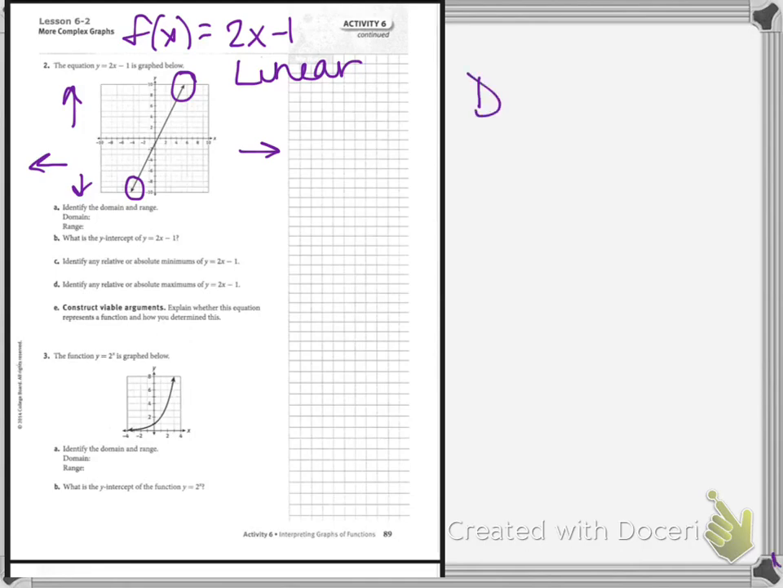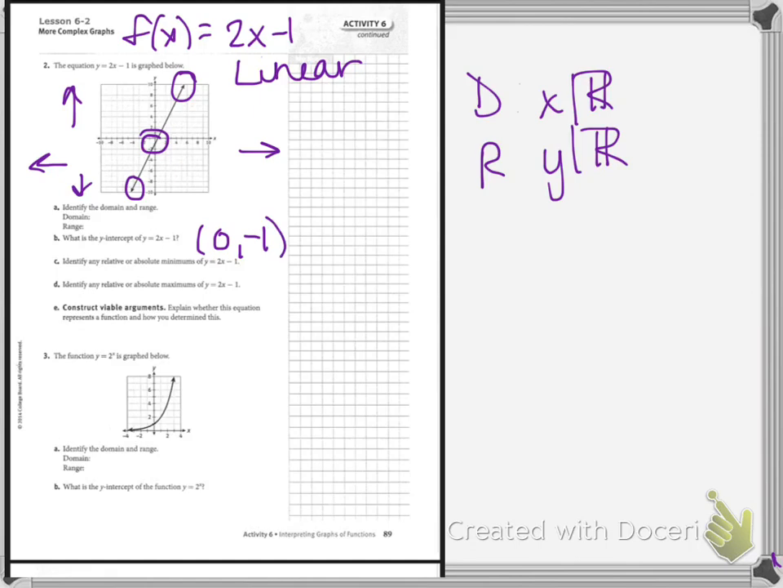So our domain, x, is all real numbers, as well as our range. You can have both be all real numbers, or one be all real numbers. It just depends on your graph. What is the y-intercept? Where does it cross the y-axis? What is that b value? 0, -1. Plus, last year you learned y equals mx plus b, so you can see it in the equation as well. Do we have any mins or maxes? Well, no, we don't, because it's going in both directions and it just keeps going.